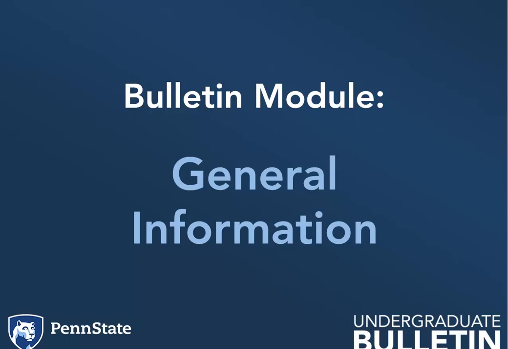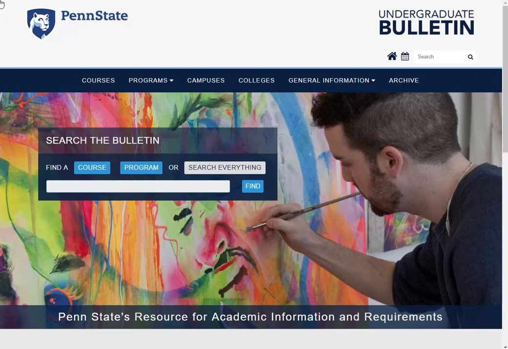Welcome to the Bulletin module on General Information. The Bulletin is the authoritative source for academic information at the university. It's also a fantastic resource for information regarding policies, procedures, and other information related to academics. The Bulletin either contains this information or will direct you to the right spot to see the most up-to-date information on these various topics. Let's look at some of the ways the Bulletin will handle this.